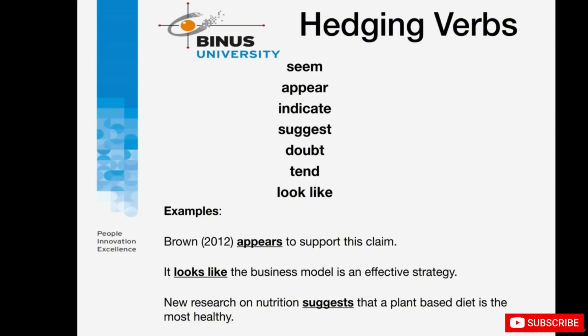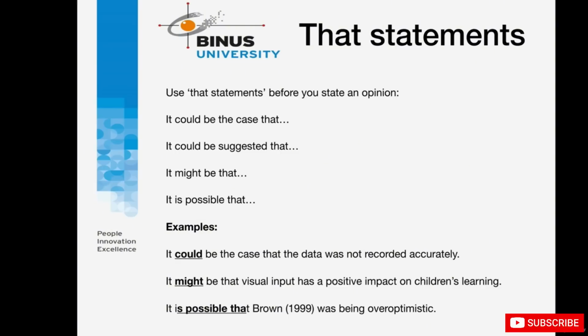Now, the final area of language that you will find useful to show tentativeness in your writing is by using that statements. Let me show you what I mean with a few examples again. So here they are. So that statements are fixed phrases, and you can just copy the examples I'm showing you here right into your academic writing. It could be the case that. It could be suggested that. It might be that. It is possible that.